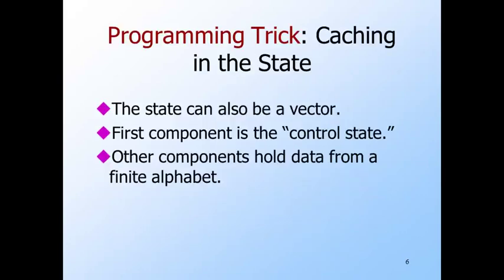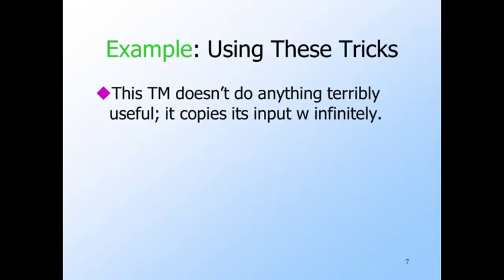A similar trick is to think of the state as a vector, with each component from some finite alphabet. The first component is used to control operation, what we normally think of as the state. But other components are used as a cache to hold values the Turing machine needs to remember. Typically these values are bits or tape symbols, but they can be anything as long as they are chosen from a finite alphabet. Here's an example that will illustrate the 3 tricks we talked about. The Turing machine is not really useful. All it does is copy its input over and over again, moving right on the tape.